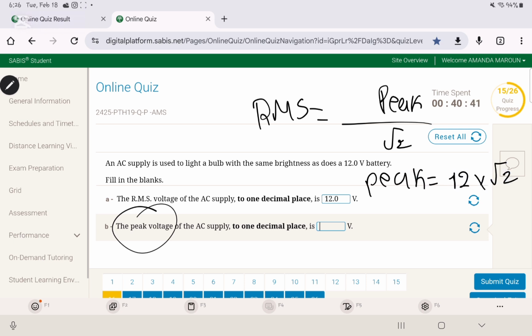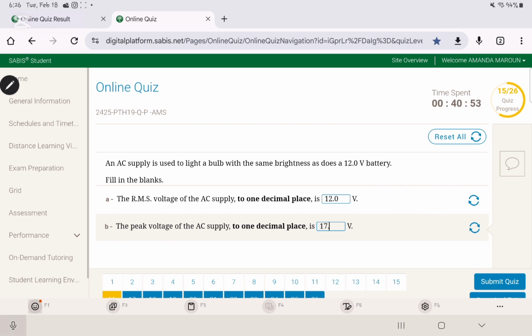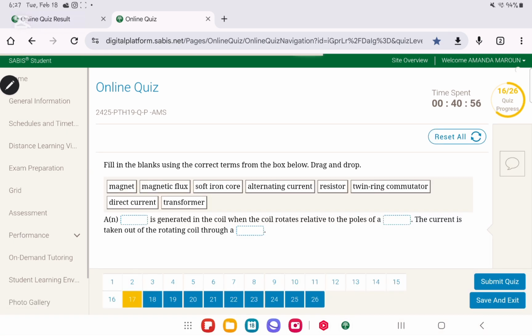On the calculator, 12 times radical 2 is 16.9. To one decimal place, you can keep it as 16.9, or you can round it to 17.0. So very simply, 17.0 is an answer. We move on to question number 17.